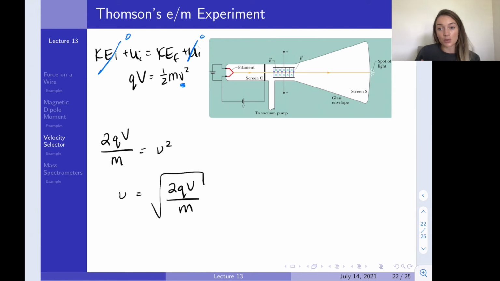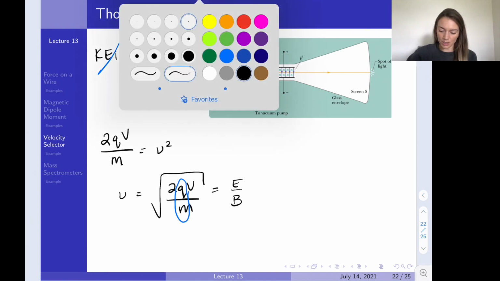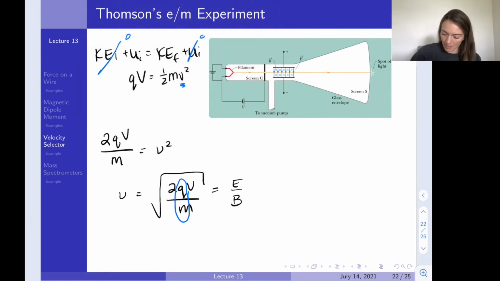Now, since we sent it through a velocity selector, we know its velocity. We know that its velocity is E over B. So we can write this as E over B. Now in this experiment, since we didn't know the charge or the mass of the electron, we want to find this ratio, the charge to mass ratio. So let's get that by itself.